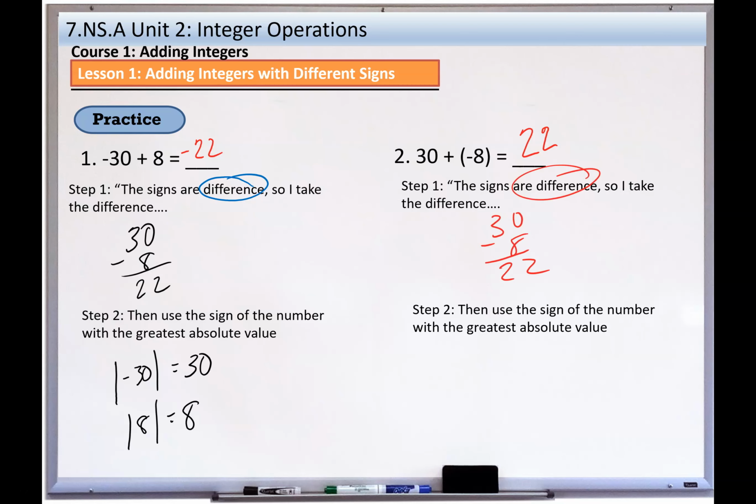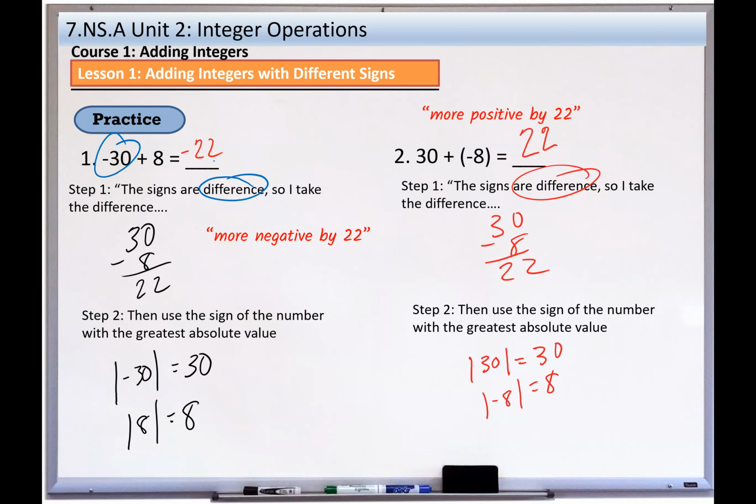The next one, our signs are different, so we take the difference. But this time, the absolute value of 30, which is positive, is greater than the absolute value of negative 8, which is negative. So our answer must be a plus 22. Another way you can look at it is, in the first example, we're more negative by 22 because we have a larger negative number. In the second example, we're more positive by 22 because our larger number is positive.